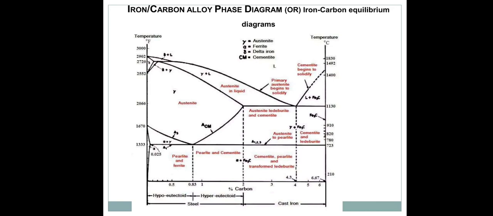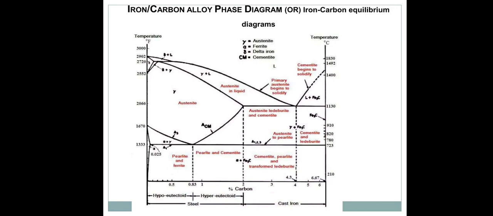Cementite, Fe3C. The intermetallic iron carbon compound Fe3C is called cementite. As shown in this picture, cementite has negligible solubility limits, and with the composition of 6.67% of carbon and 93.3% of iron we can get cementite.